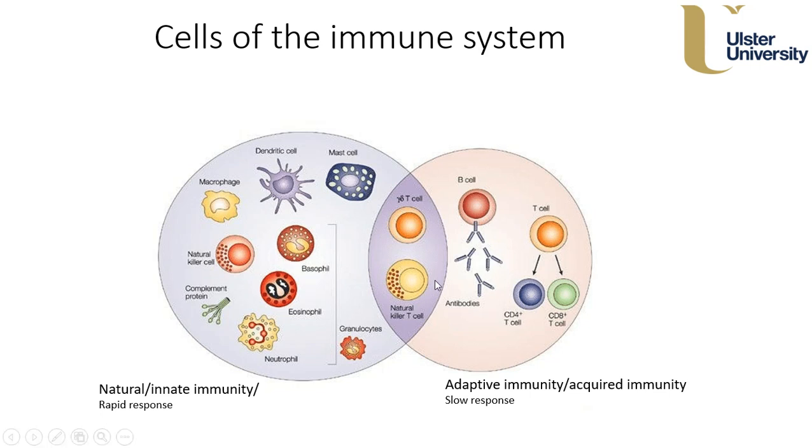The adaptive cells consist of both the B and the T lymphocytes, and also the antibodies that come from the lymphocytes as well. The adaptive response is much slower than the innate response, but it's very specific. And we actually have an entire lecture on the adaptive immunity and one on the innate immunity as well.